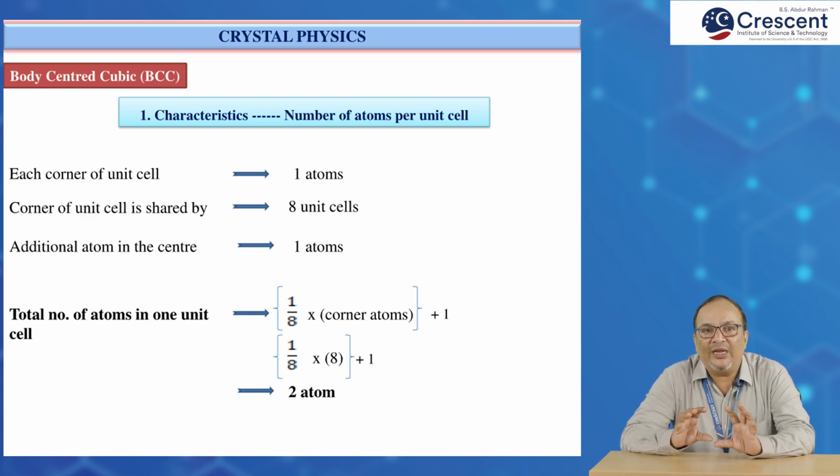So how can you calculate the number of atoms present? As you know, we discussed in the previous slides, the sharing at a corner is 1 by 8, because the corner atom is shared by 8 unit cells. So the contribution in each unit cell is 1 by 8 into the 8 corner atoms, plus 1 present at the center. So 1 plus 1, the total number of atoms present in this BCC, body centered cubic, is 2.